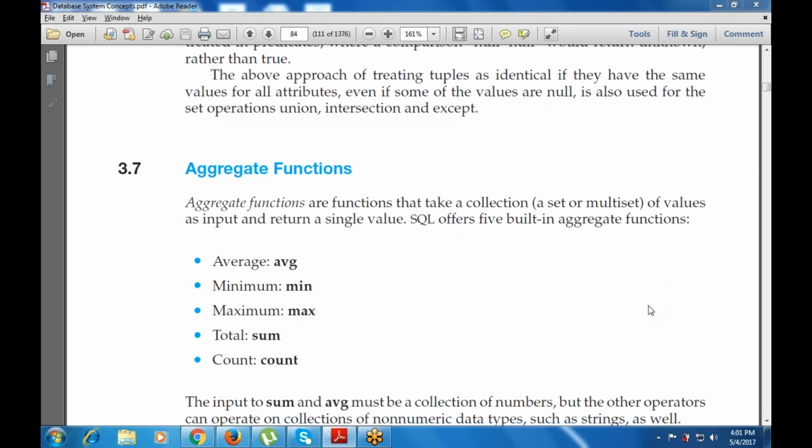Today's topic is aggregate functions. These are the functions that are used in SQL. This is not programming. This is not PL/SQL, which is programming SQL, but these are the functions also known as aggregate functions. This function takes a collection, that is a set or multiple values, as an input and returns a single value.